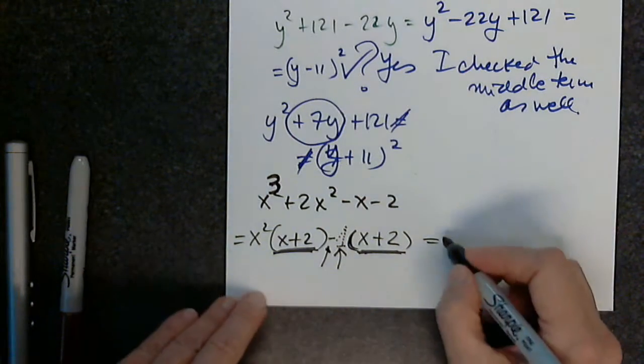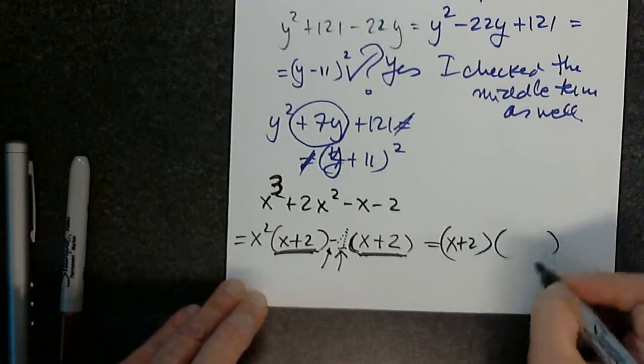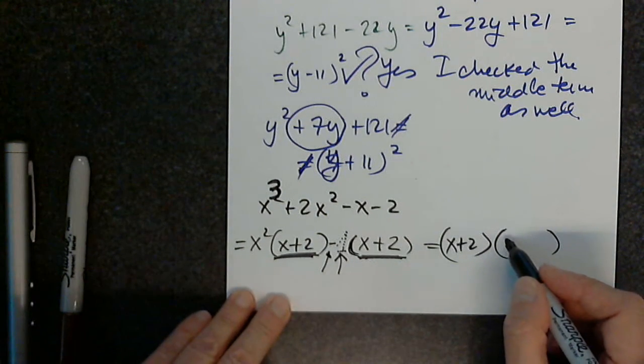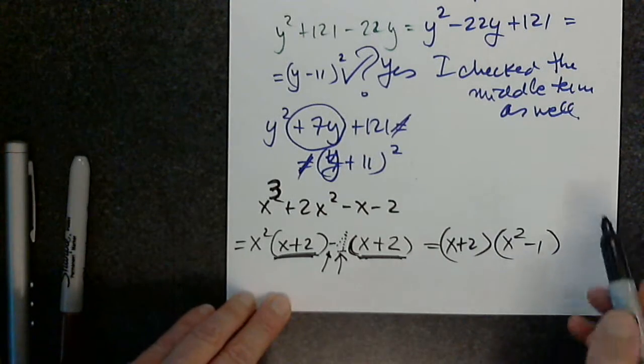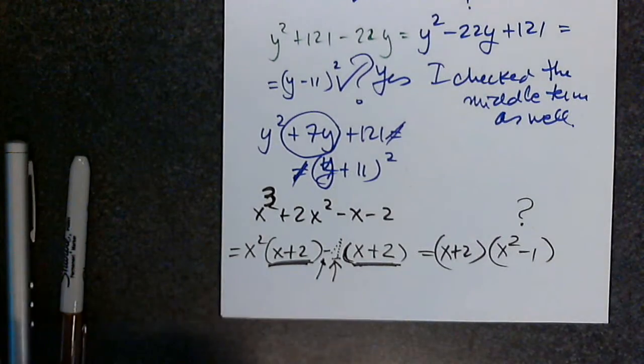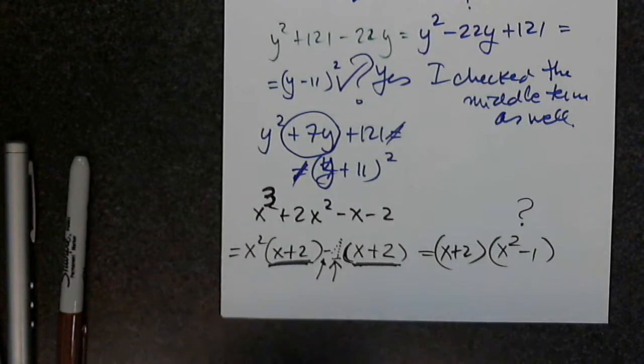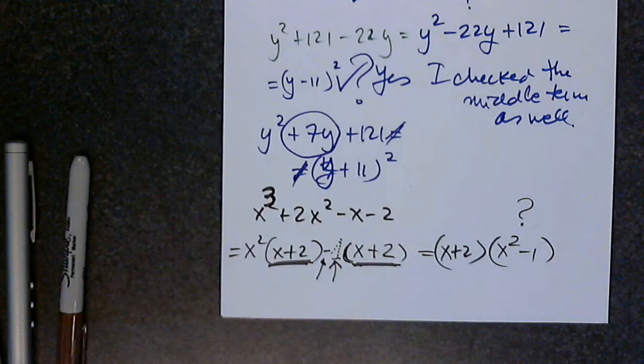X plus 2. Of course. What is left in parentheses? Something coming out from the first and something coming out from the second. X squared minus 1. Very good. However, I know that this is not completely factored. I go back to the binomial strategy: descending order, greatest common factor, no, negative leading coefficient, no, special product, yes. There are 4 special products for binomials. Which one is this?